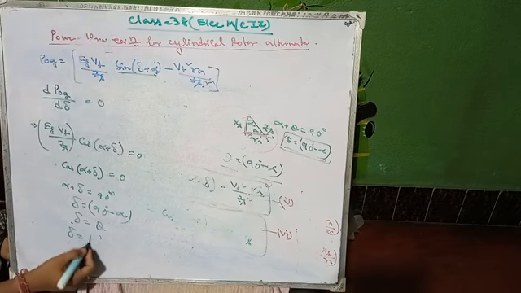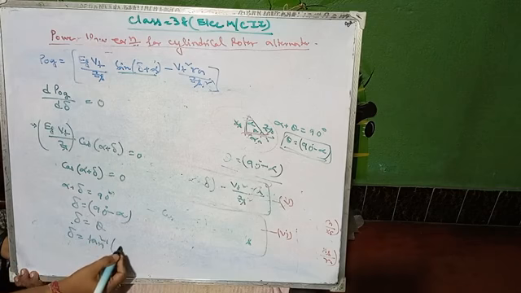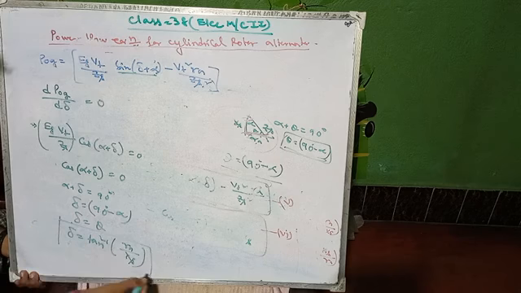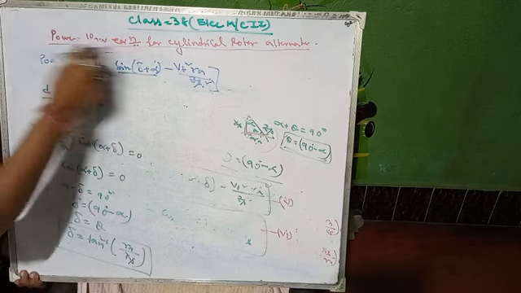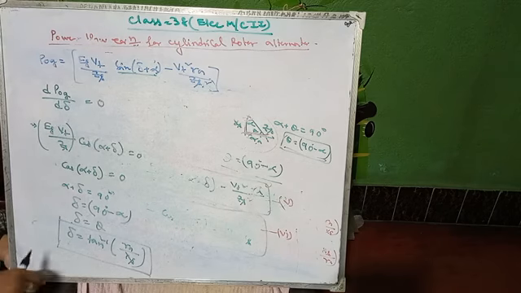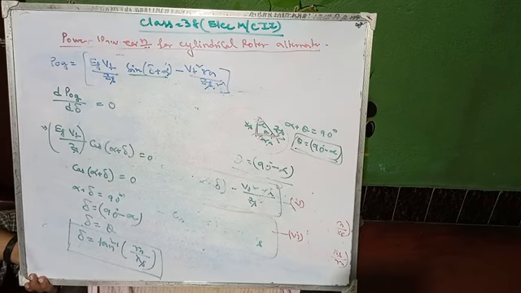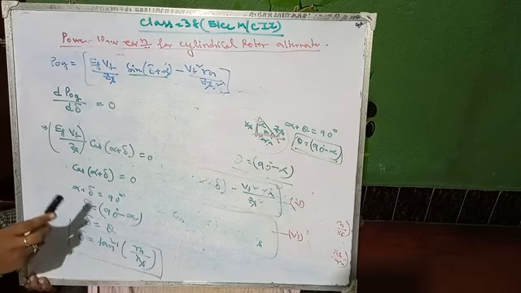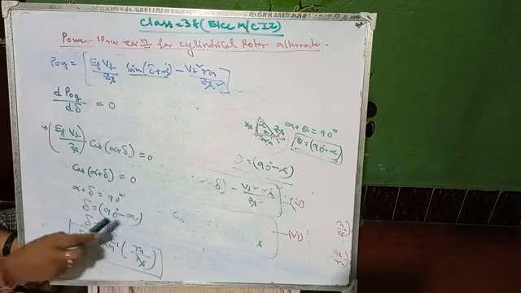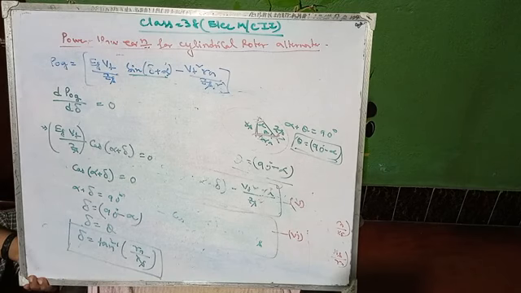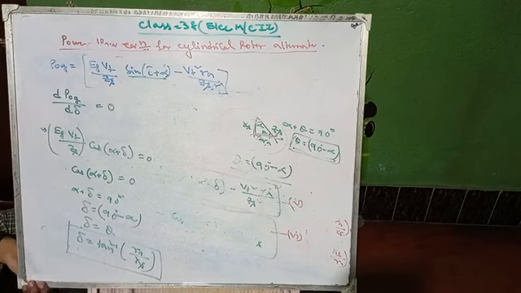So del equals tan inverse, from equation number 2, Ra by Xs. So del equals tan inverse Ra by Xs. It is the condition for obtaining the maximum active power from the output terminal of the alternator, okay?